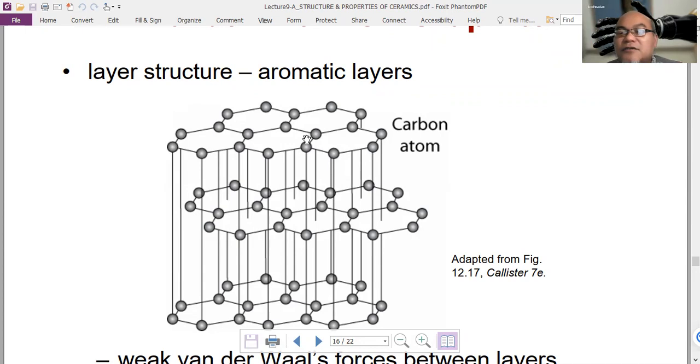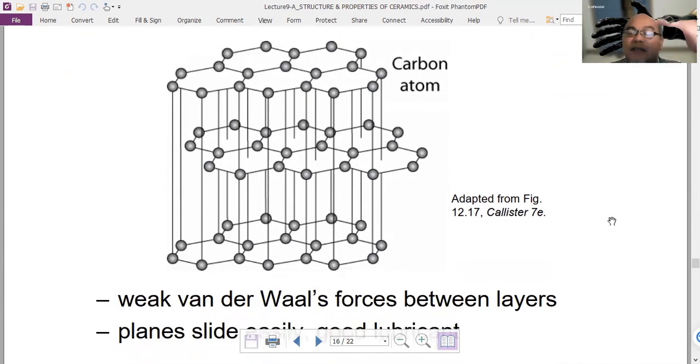Because of this structure also, the binding between the layers is not covalent or ionic binding. They are just weak van der Waals forces between the layers due to the electrons. Van der Waals, because the electrons are always moving, right? Sometimes here, sometimes there. So the binding is also not permanently strong.